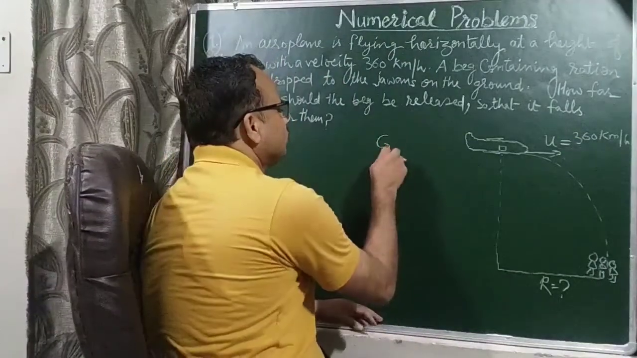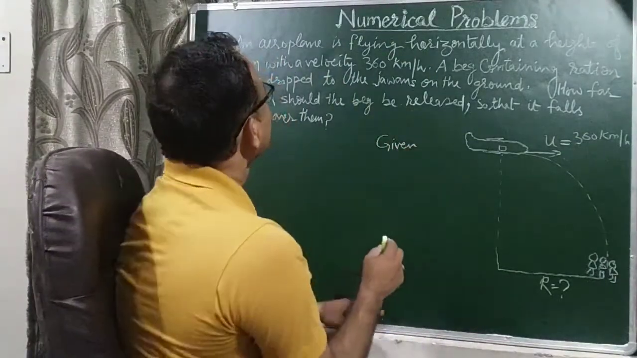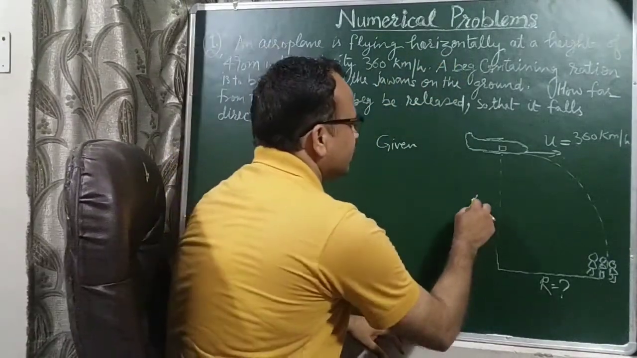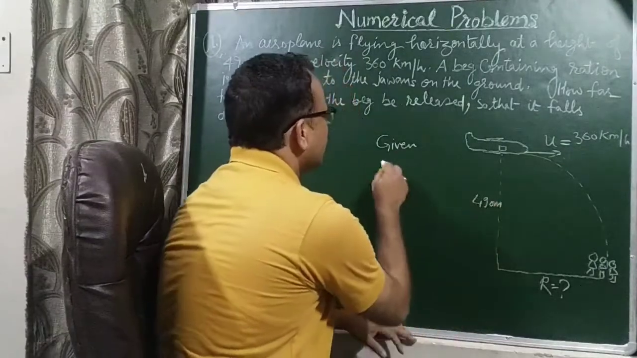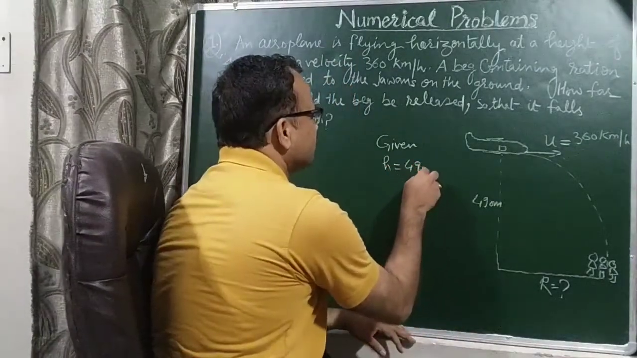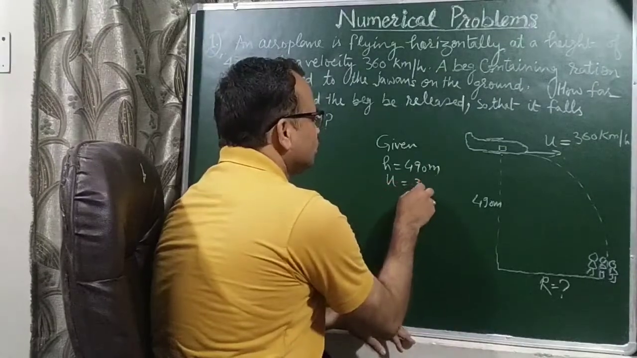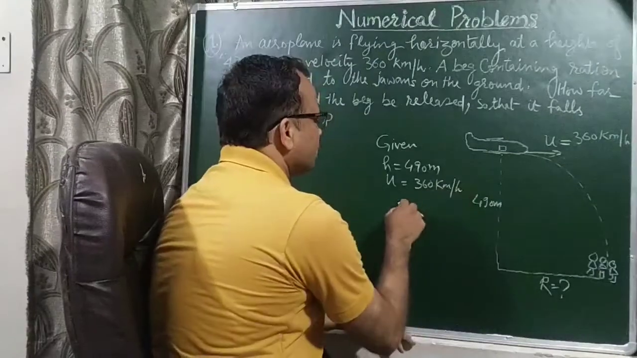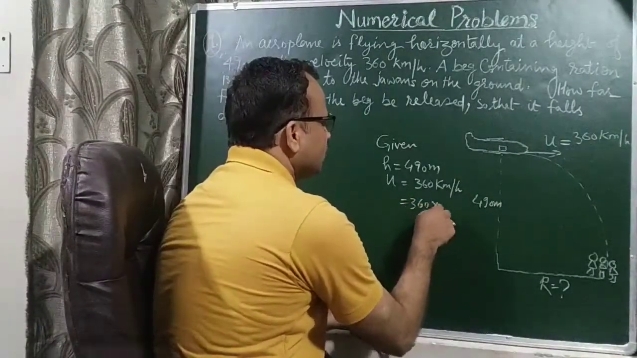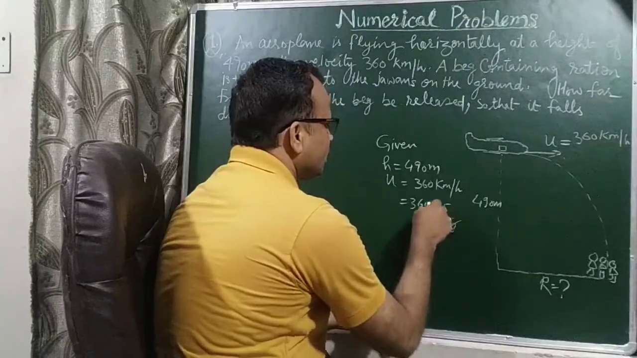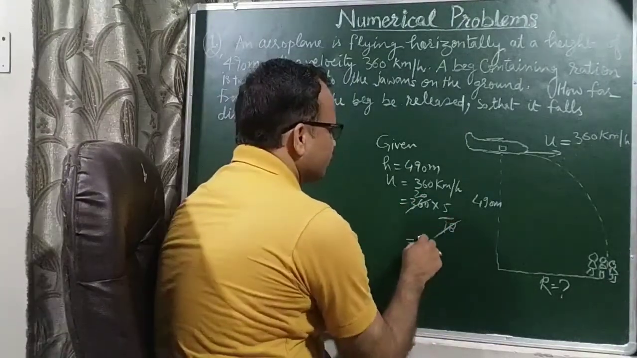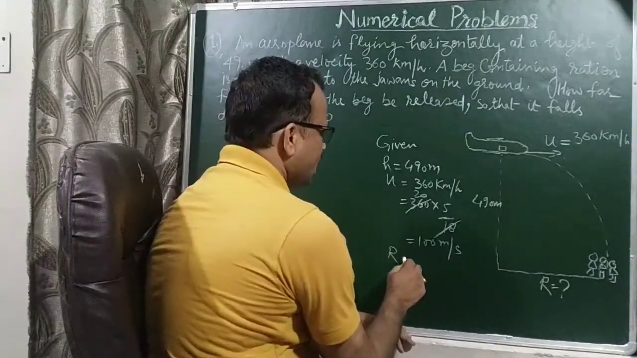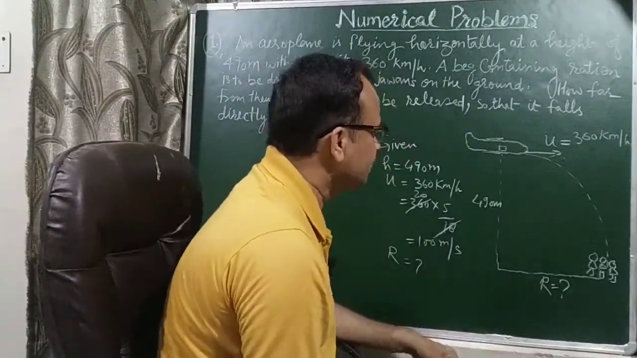Let us note the given values. What is given in this problem? The height of 490 means this height is given as 490 meters. So h equals 490 meters and u equals 360 km per hour. First we convert kilometer per hour into meter per second by multiplying by 5 upon 18. 18 into 20 is 360, so we get 100 meters per second. And we have to calculate R, this distance, which is known as the horizontal range.